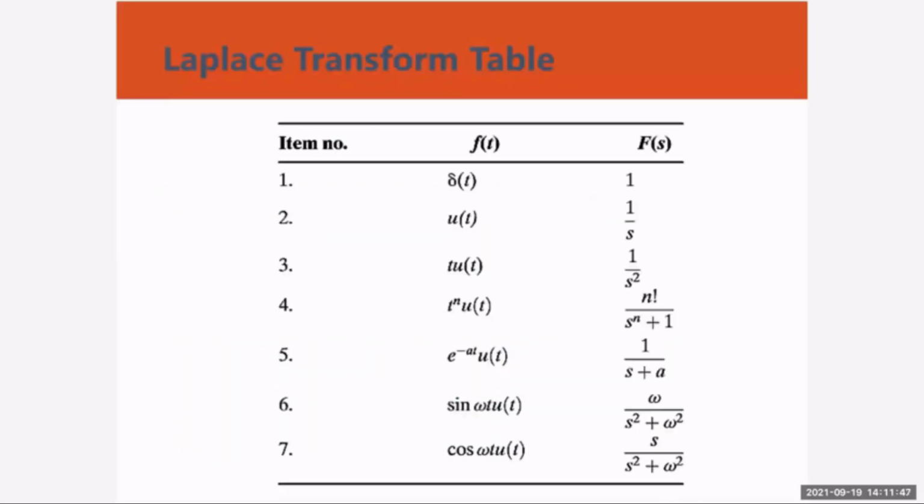We have here the Laplace transform table, wherein there are several items that were once introduced to you in advanced engineering mathematics: the function of t and its equivalent F of s. We have here different equations such as u of t, t u of t, t to the n u of t, and their equivalents. Once you have that kind of equation, there is a relationship between them. So our u of t is equal to 1 over s, and so on and so forth.